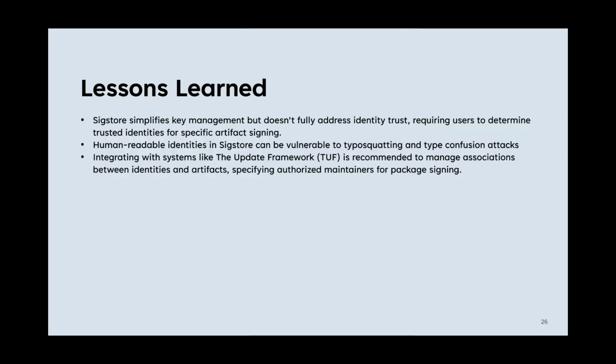For the lessons learned, Sigstore simplifies key management but doesn't fully address identity trust, requiring users to determine trusted identities for specific artifact signing. Human-readable identities in Sigstore can be vulnerable to typosquatting and type confusion attacks. Integrating with systems like The Update Framework is recommended to manage associations between identities and artifacts, specifying authorized maintainers for package signing.